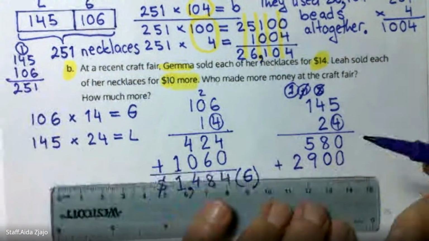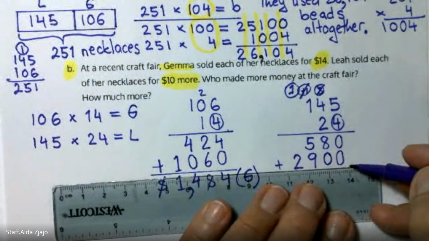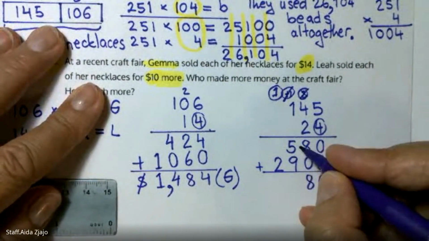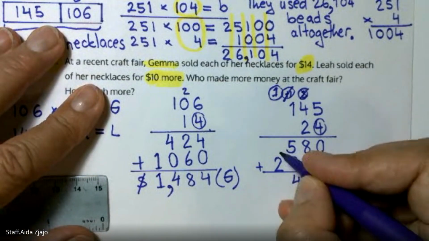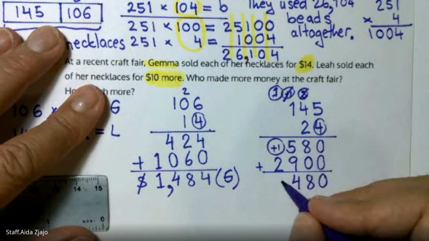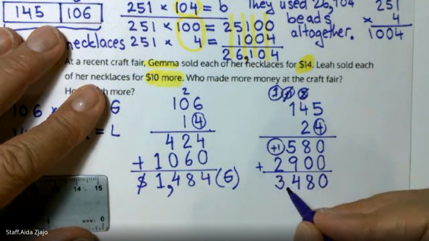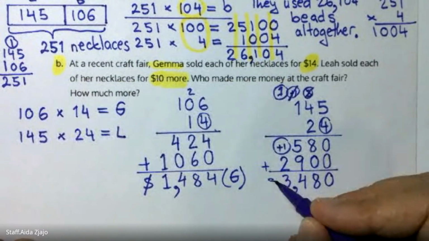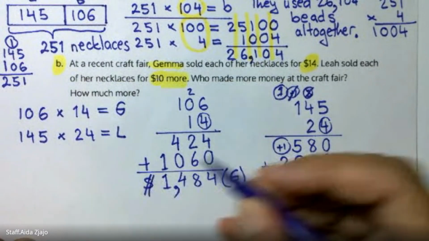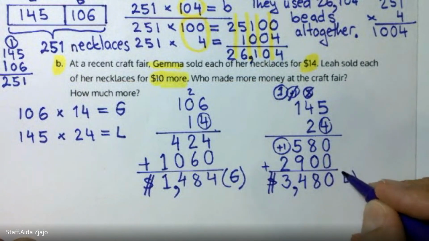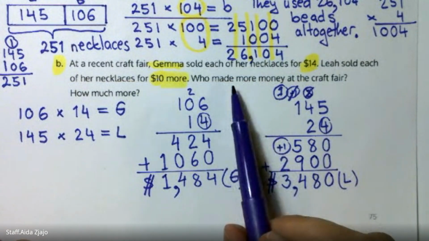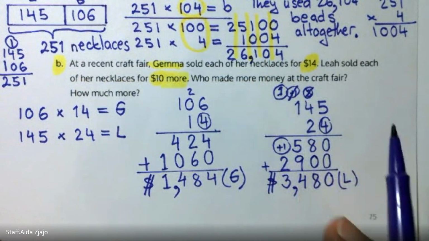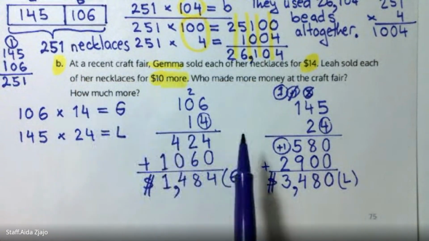Add together. 0, 8, 5, and 9 is 14, make 1,000. So Leah did $3,480. Okay, and that is Leah. So now, who made more money? Leah made more money, but also how much more?